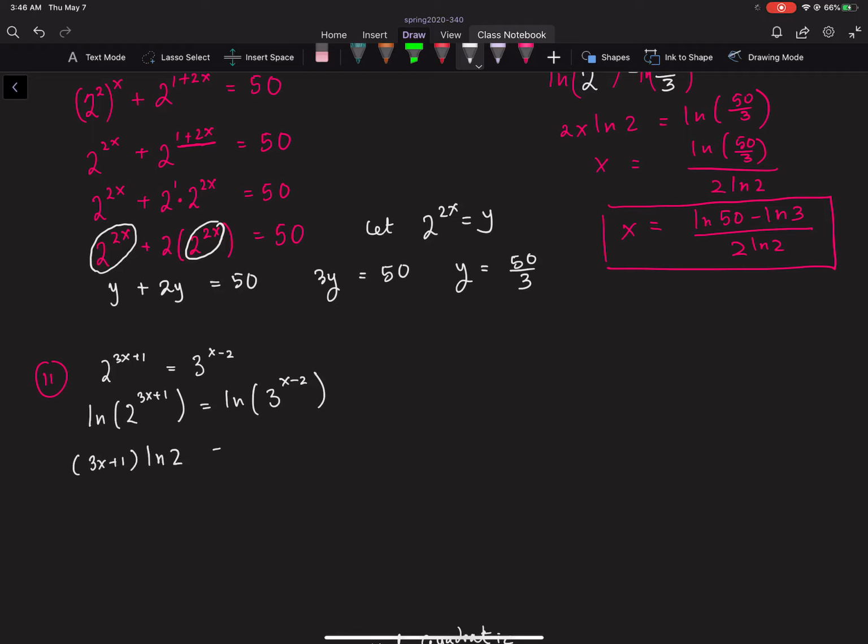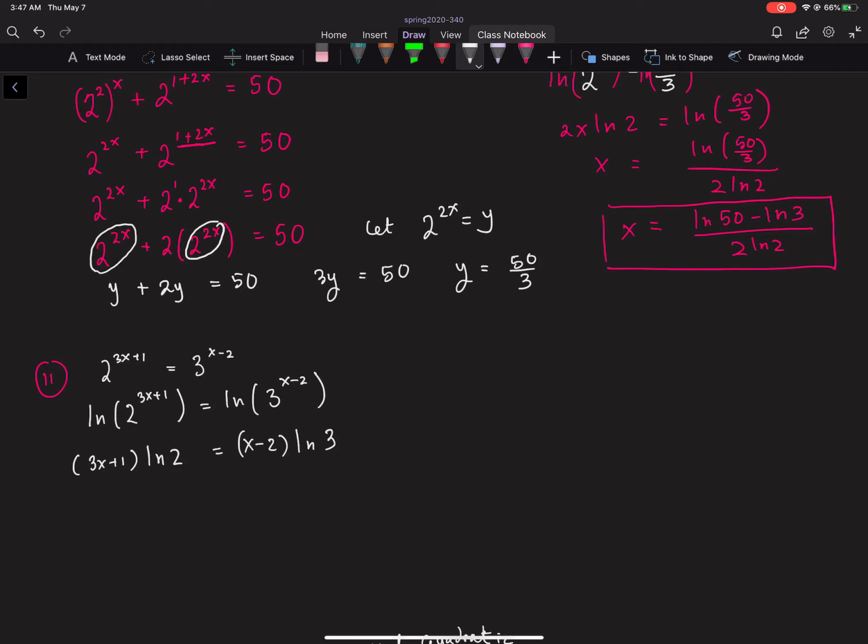ln 2. And then I got x minus 2 in parentheses times ln 3. Okay. I'm not a big fan of fractions, so I'm going to try and expand what I have here so that I can move things around pretty easily.